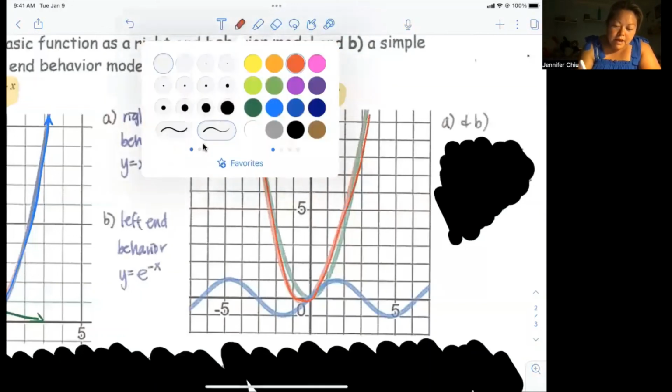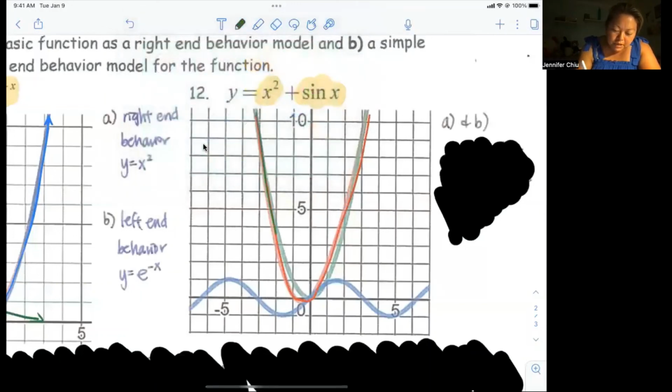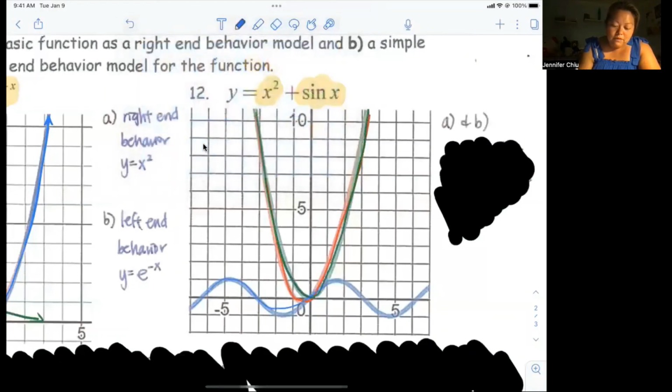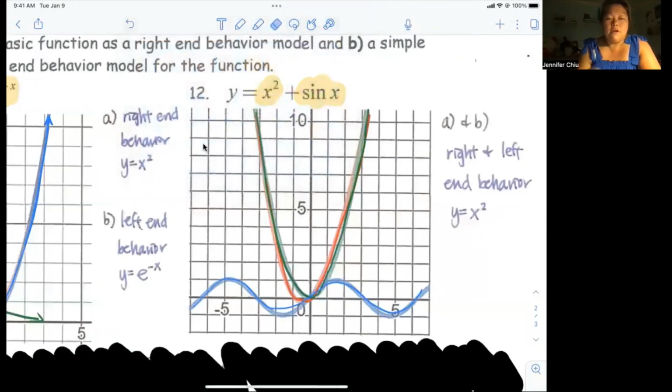And then I map out x squared. You can see x squared matches pretty nicely on the left-hand side. A little bit lopsided, but it also matches pretty nicely on the right-hand side. And sine x is just kind of lonely down on the bottom here, not doing anything for it. So it doesn't match up. So sometimes one of the functions is both the right and left end behavior model for the function here.